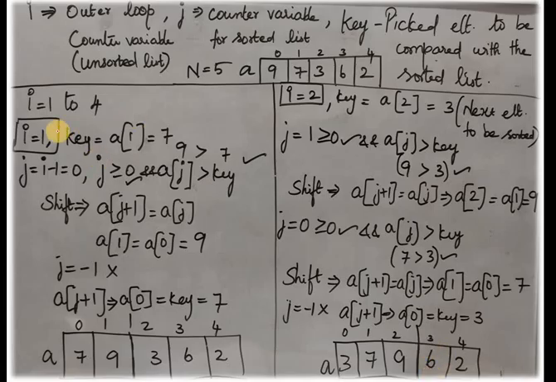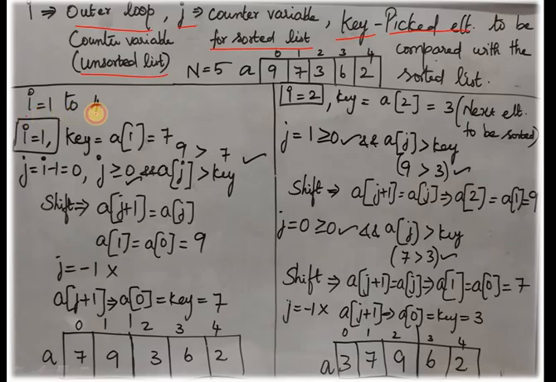Already I told you i is a counter variable. It is used for the outer loop, and the outer loop denotes the unsorted list. And j is a counter variable for the sorted list. And key is the picked element, the element we are going to compare now with the sorted list. Initially the sorted list contains only one element.